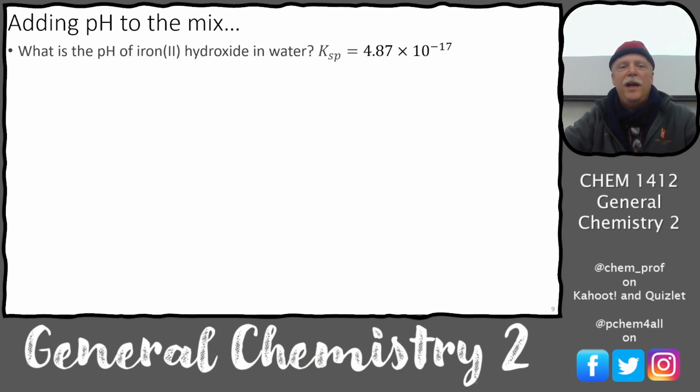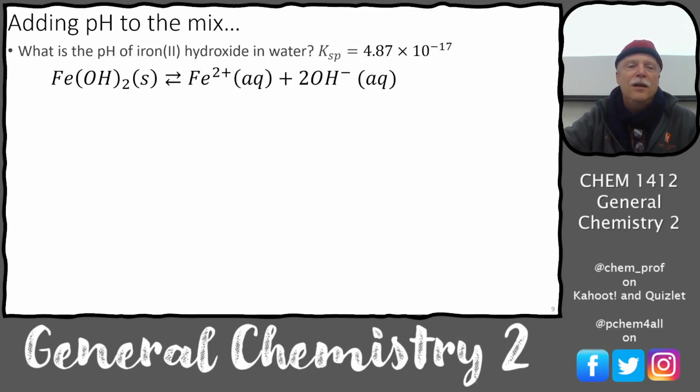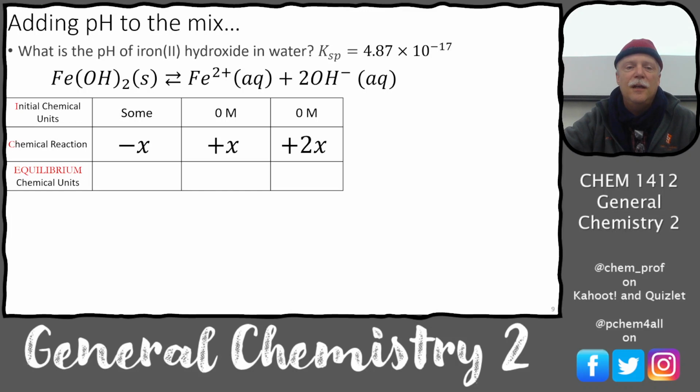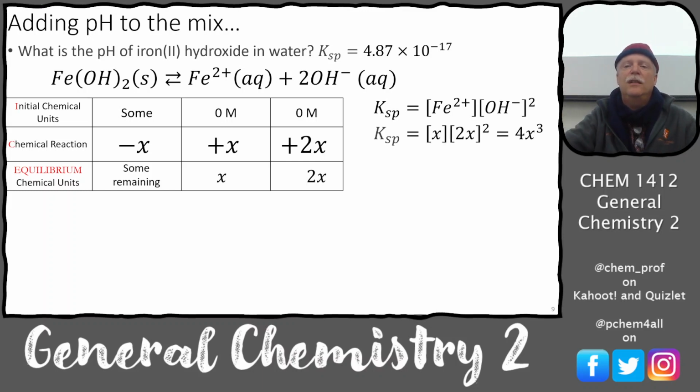So what is the pH of iron 2 hydroxide in water? Here I've given you the Roman numeral 2, so you know it's a double cation. So we've got iron 2 hydroxide making iron ions and hydroxide ions. Let's go through the ICE table, x and 2x. You write out the equilibrium constant expression, hydroxide squared. Put in the 2x, you end up with 2x squared.